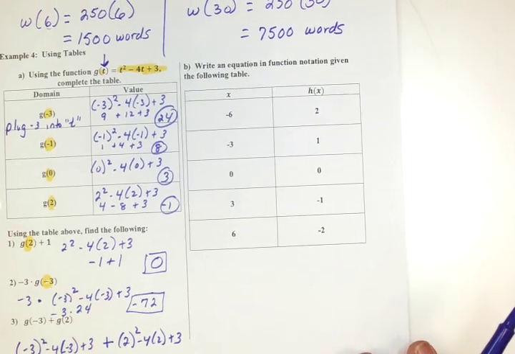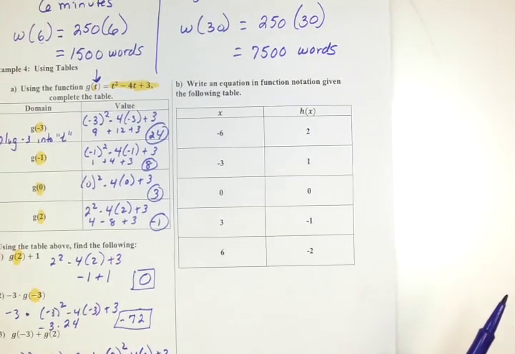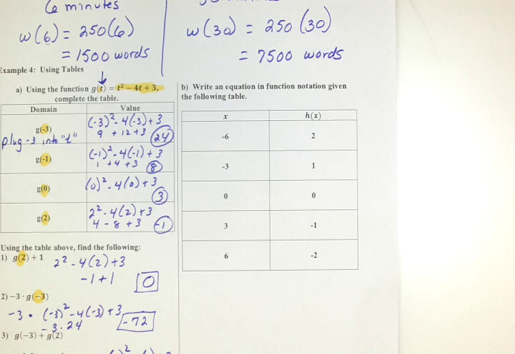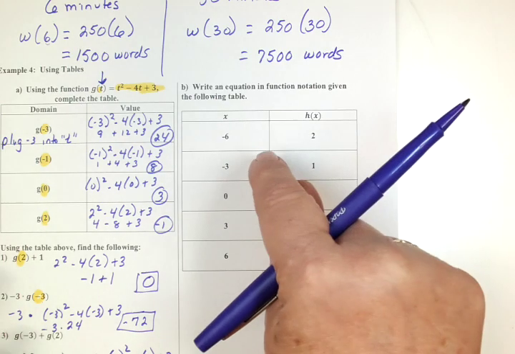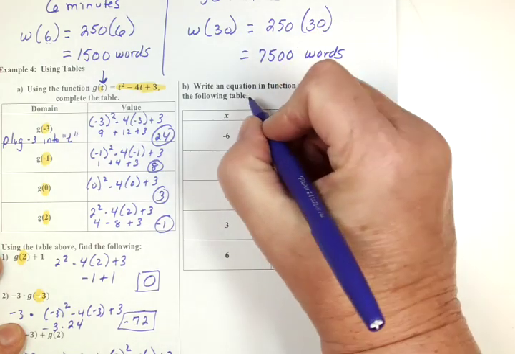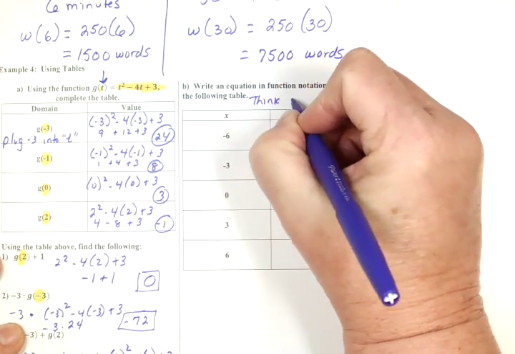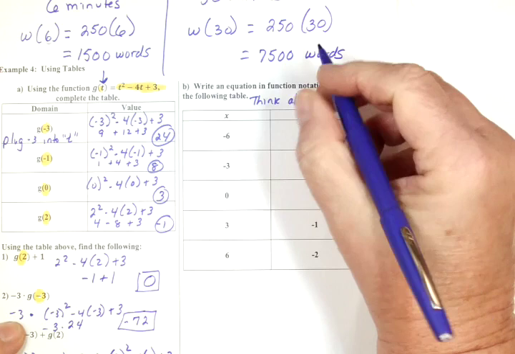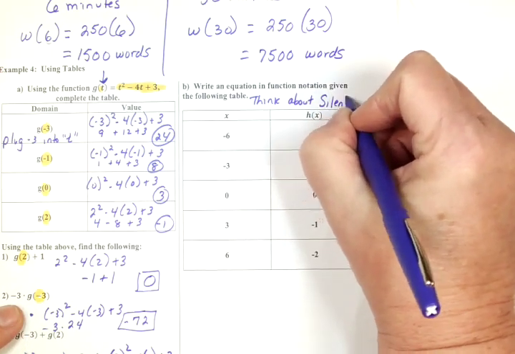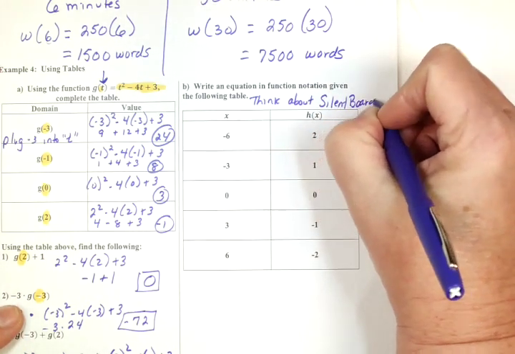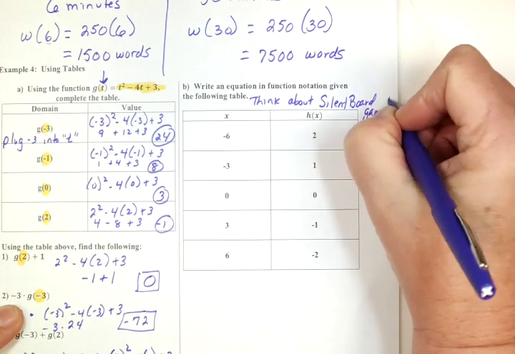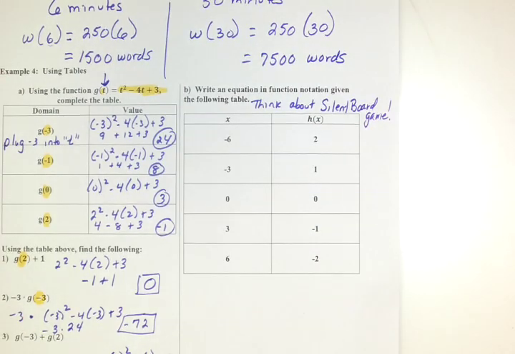Example 4b. And on this one, we're going to write an equation in function notation given the following table. To solve this kind of problem, you first have to think about silent board games. Does anybody remember how to do it?